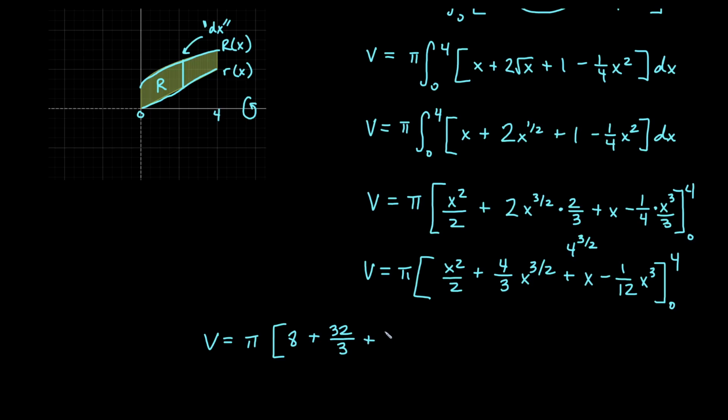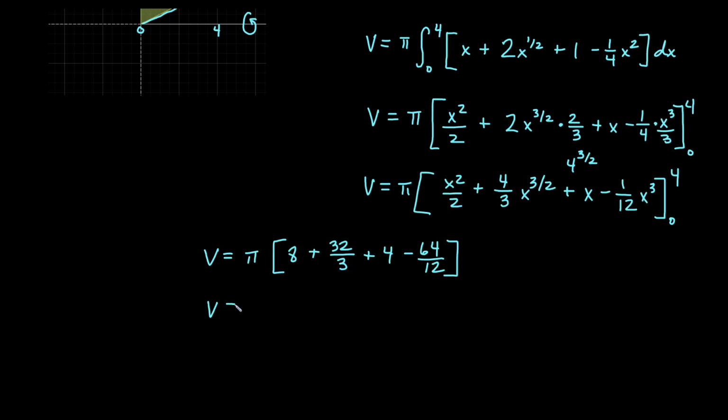Okay, plus just a plain 4 there, minus 1/12 times 4 cubed. So 4 times 4 times 4 is 64. So we'll have 64 over 12. Now we can reduce that a bit, right? We'll go ahead and do that. So our volume is going to equal pi times, let me at least combine the 8 and the 4. So I'll call that 12, right? I've just combined those there. We've got 32/3. And then if I divide these by 4, that is actually minus 16/3. So that is nice. We can combine those like terms.